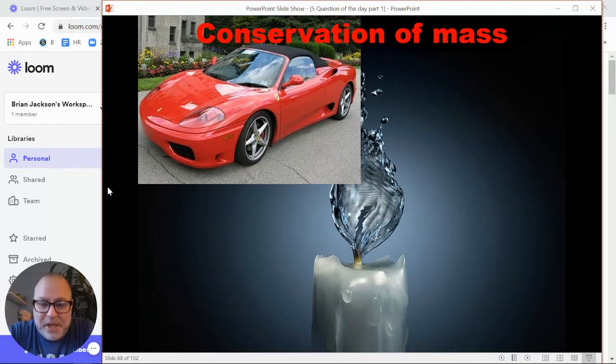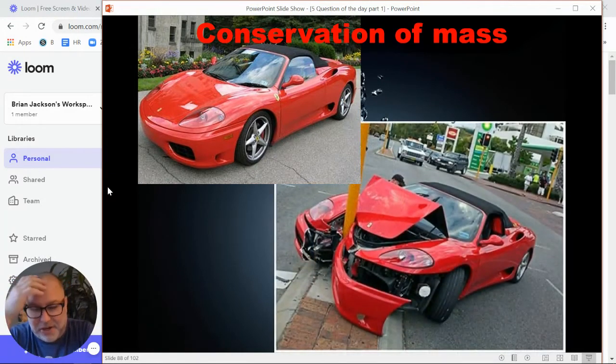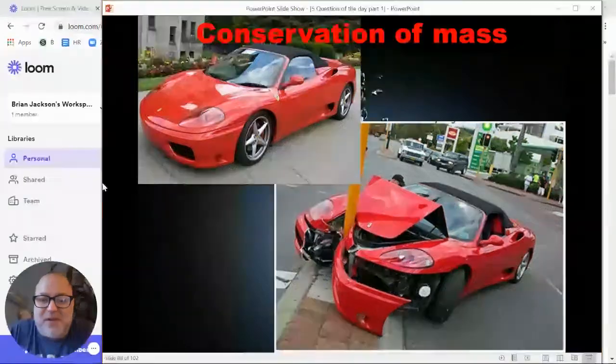Well, you get home, you jump in the car, you drive out of the driveway, and all of a sudden, oh my goodness, that happens because you don't have a driver's license yet. What were you thinking? Oh my goodness. But anyway, here's the example. Is this conservation of mass?